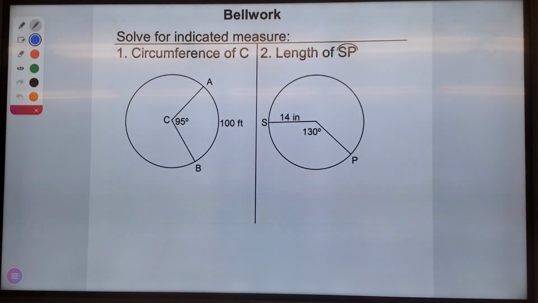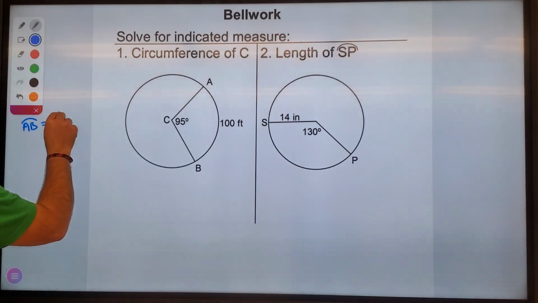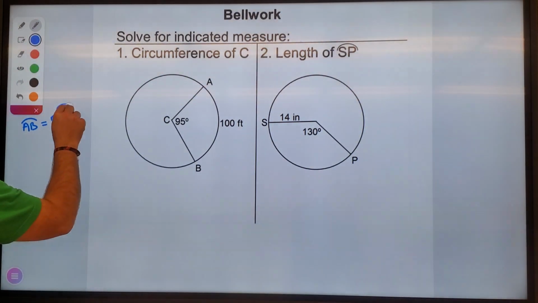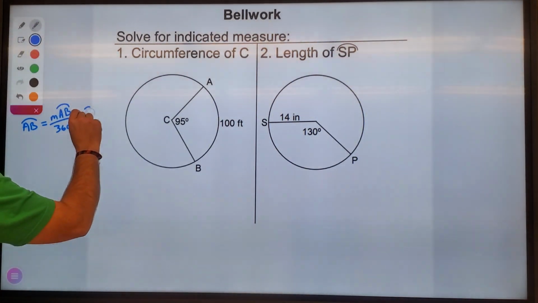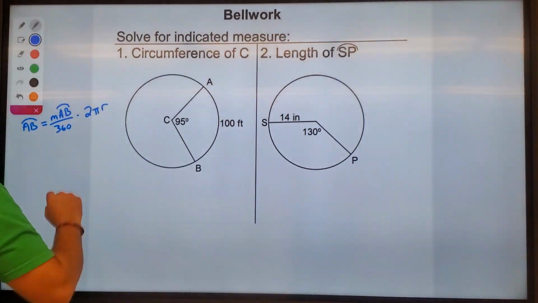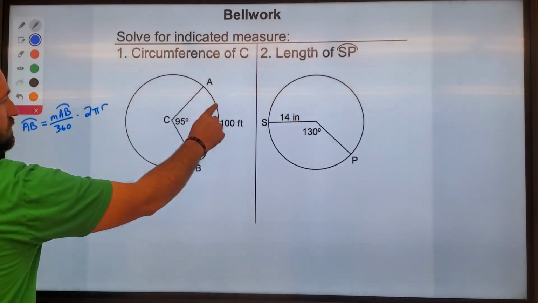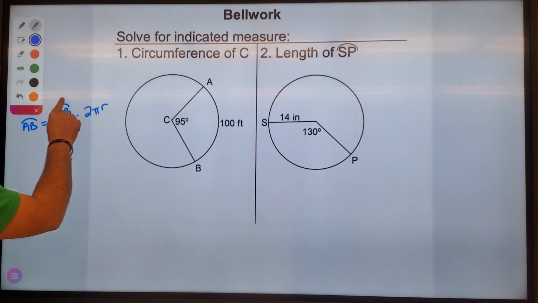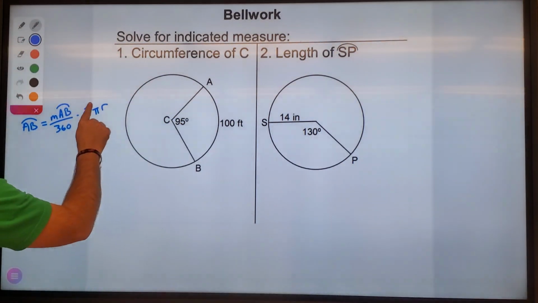The equation again was the length of AB is equal to the measure of AB over 360 times the circumference, or 2 pi r. Okay, and again what this gave me was the length from here to here. This was the measure of AB, which is this central angle. And then this is the circumference.